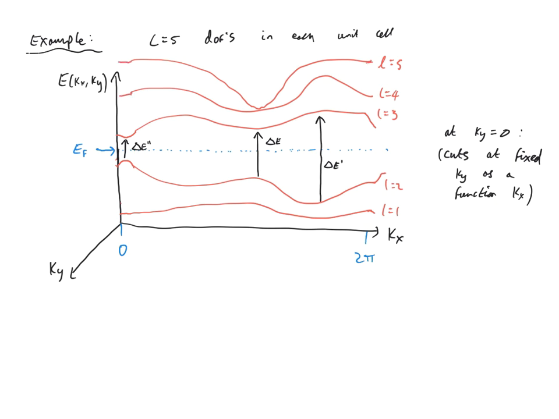And of course, for a two-dimensional system, these bands are actually surfaces in the kx, ky plane. Here I've just drawn a cut at fixed ky equal to 0, and so they look like lines, but for a two-dimensional system you'd have two-dimensional planes of bands, and for 3D you'd have hypersurfaces.